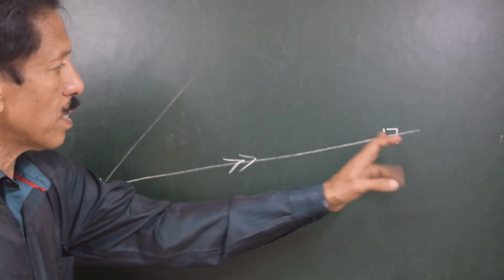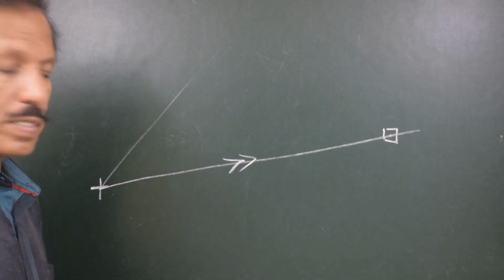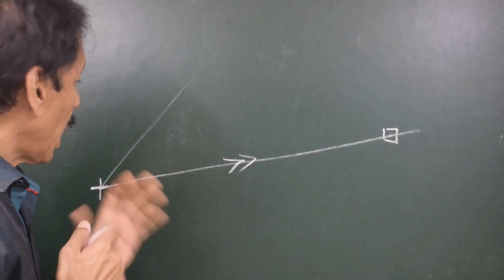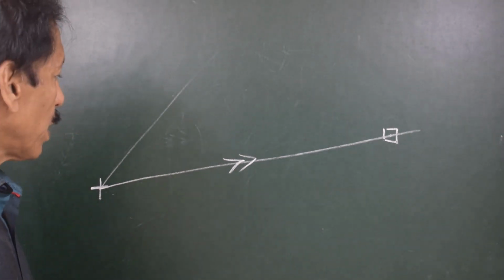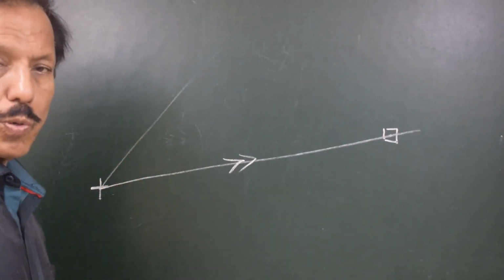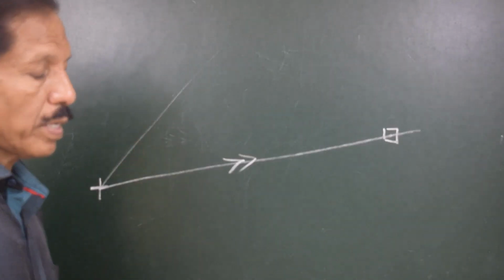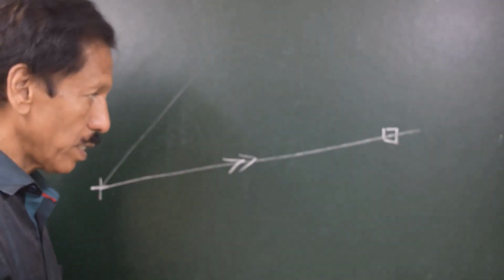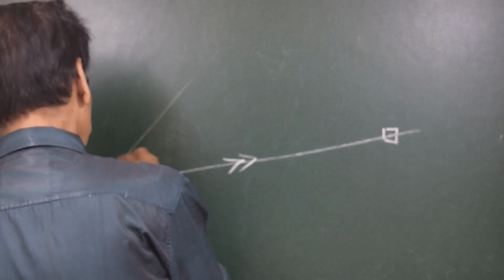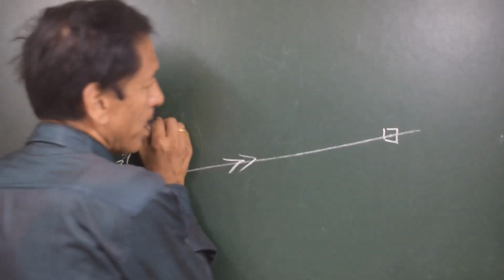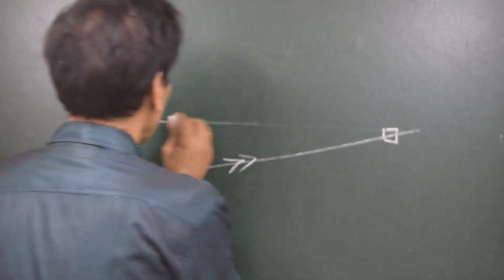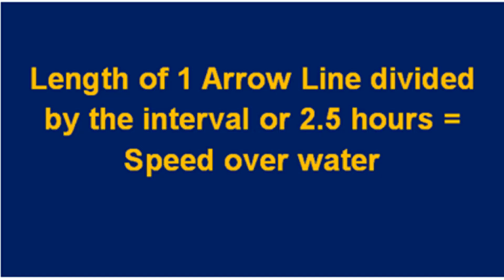If I have to pass this point in 2.5 hours, what I do is I make a giant triangle. I make a big triangle, and the current that is put here, or the drift that is put, is the total drift that is expected in 2.5 hours, that is 5 miles. And from the end of the drift line, I simply join the final point to be passed, and that is the course to steer.